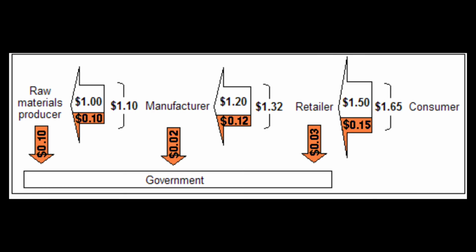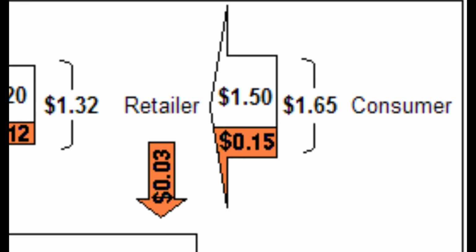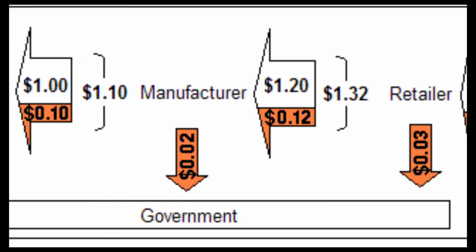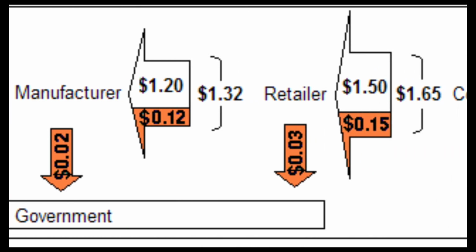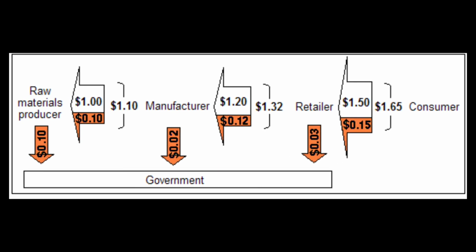So ultimately $0.15 was paid to the government treasury, and see in the last stage here that the retailer collected $0.15 of sales tax from the consumer. So ultimately the consumer is paying $0.15 of sales tax, but it is paid in bits and pieces. Here $0.10 is paid when the raw material producer is supplying timber to the manufacturer, $0.02 is paid when the manufacturer is supplying goods to the retailer, and $0.03 is paid when the retailer is supplying goods to the consumer. So total tax paid is $0.15 to the government.